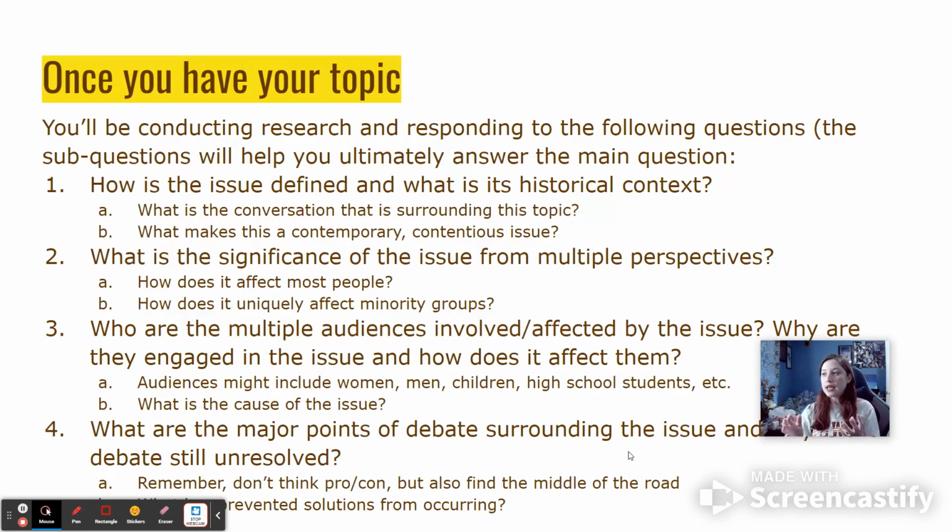How did this issue begin? How can it be improved? How has it changed over the years? Then you'll talk about the significance from multiple perspectives. How does it affect most people? Is it financially? Is it socially? Is it making people feel like they're part of a community? Is it alienating?